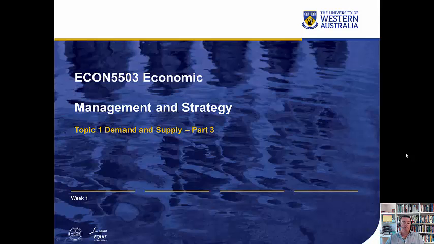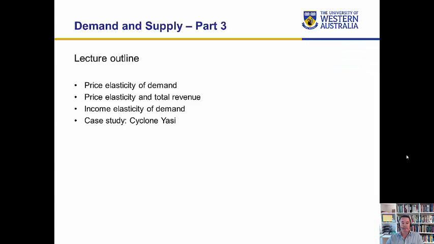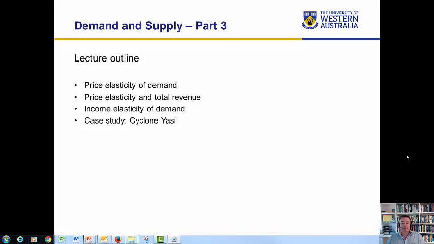This is part 3 of topic 1, demand and supply, and what we're looking at in this topic is something that's very closely related to the demand and supply model, that is various measures of elasticity. So we are looking at the price elasticity of demand and the income elasticity of demand. The other two that you have to learn about are the cross-price elasticity of demand and the elasticity of supply.